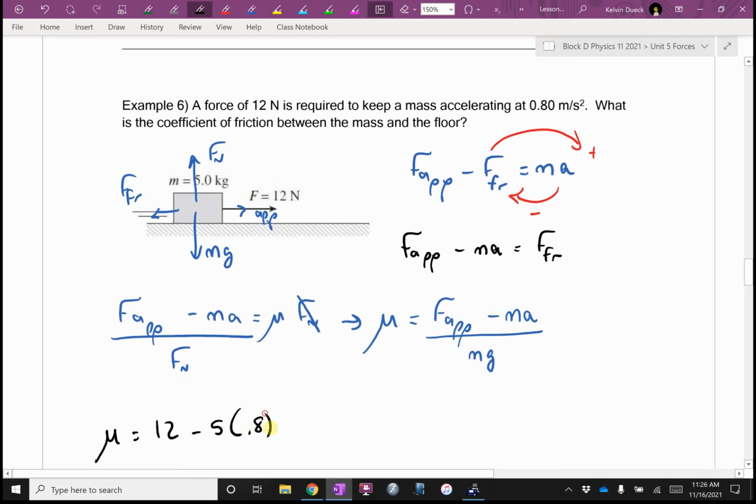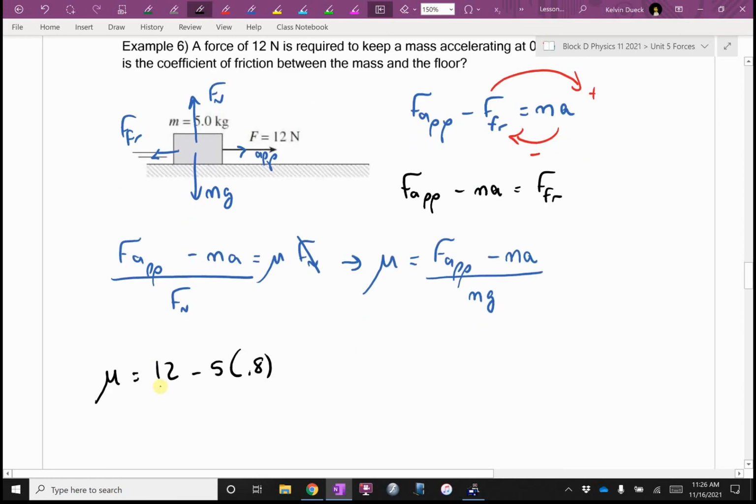5.8. Starting to see why I said it's worth memorizing units, because I'm not even reading the question. I'm looking for numbers and units and just sticking them in wherever I need them. Divided by 5. Oh, I might be able to do that one in my head. It's going to be 12 take away 4, which is 8 over 5. Yeah, I can do that. 1.6? No. I forgot the 9.8, Mr. Dewick.